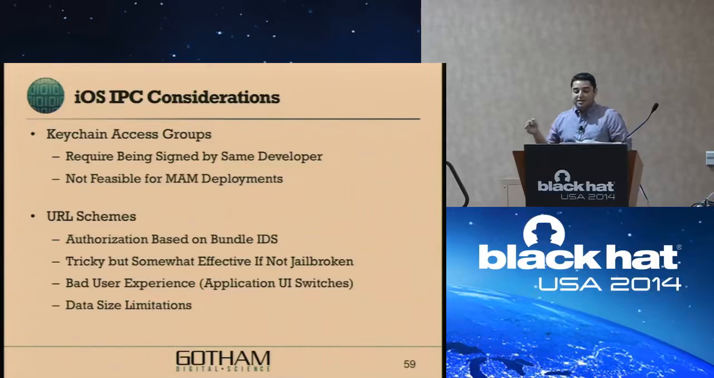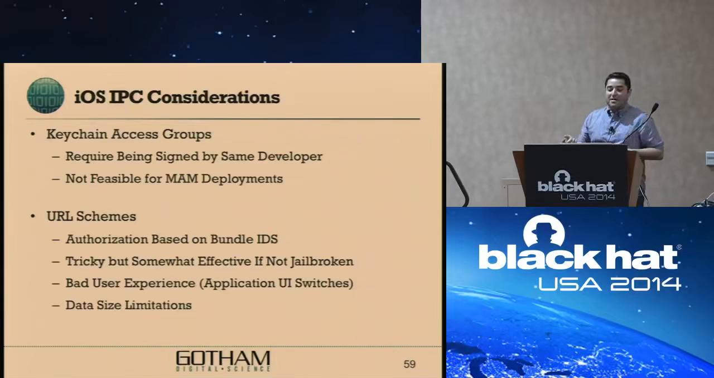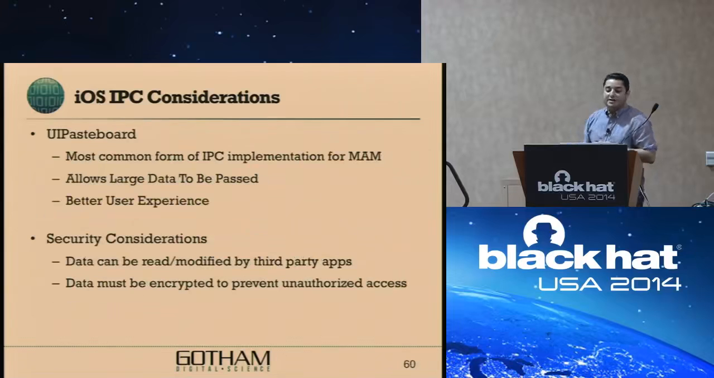URL schemes provide a way to call into another app, but that's a terrible user experience. If you're using an app and it suddenly starts flipping between applications, that's going to provide a pretty bad user experience. But it does provide the ability to do some form of authorization controls based on the bundle ID. And there's data size limitations since it's just a query string.